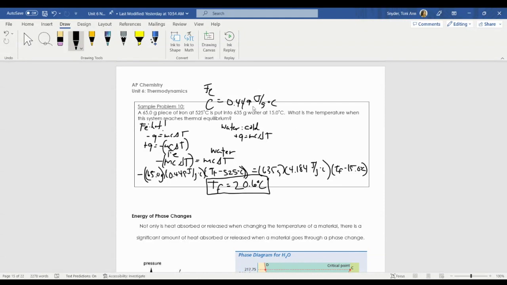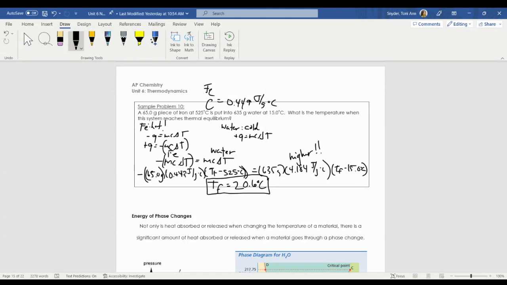And that makes sense. I have a heck of a lot more water than I have metal, right? So my temperature should be closer to 15. Also, the specific heat for water is much higher. In order for water to change temperature, I have to input a heck of a lot more heat than I do for this metal to lose heat.